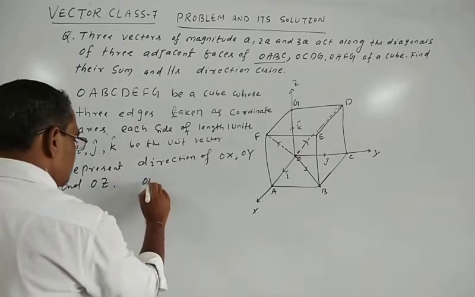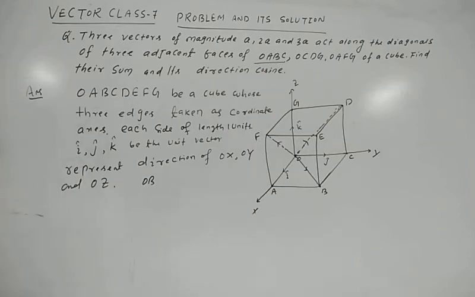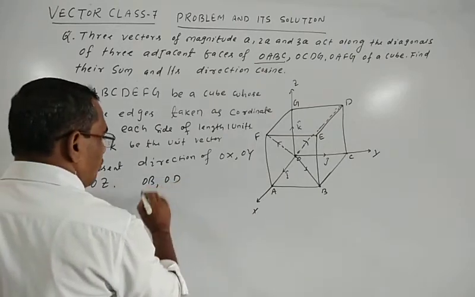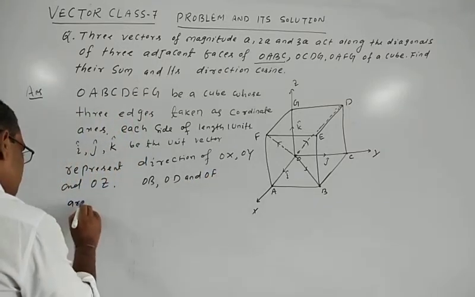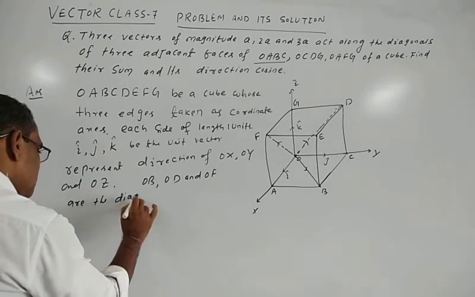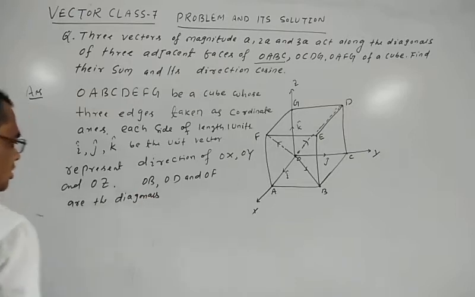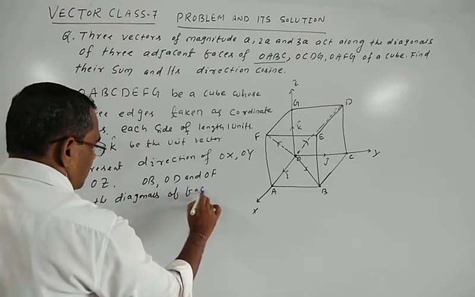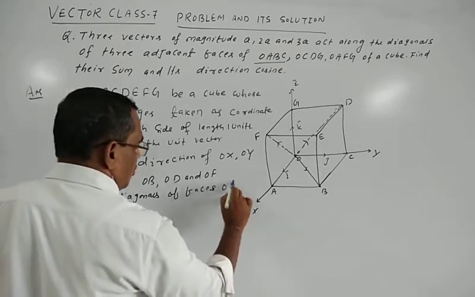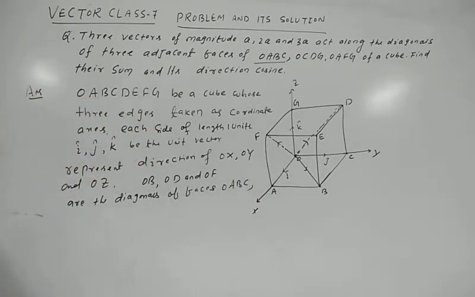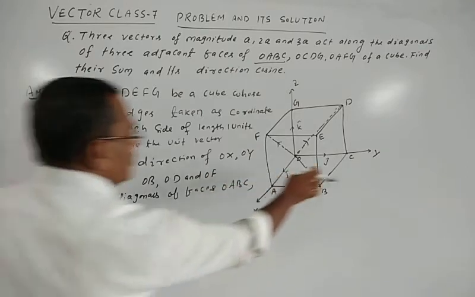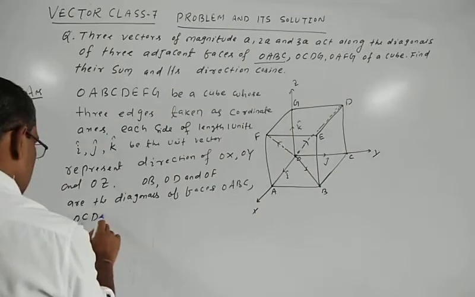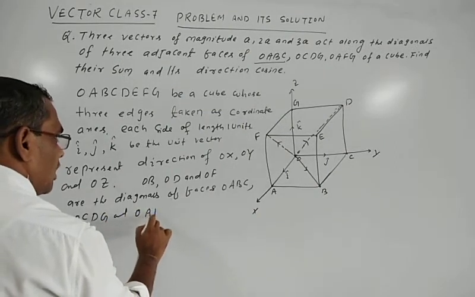OB, OD and OF are the diagonals of faces OABC, OCDG and OAFG.